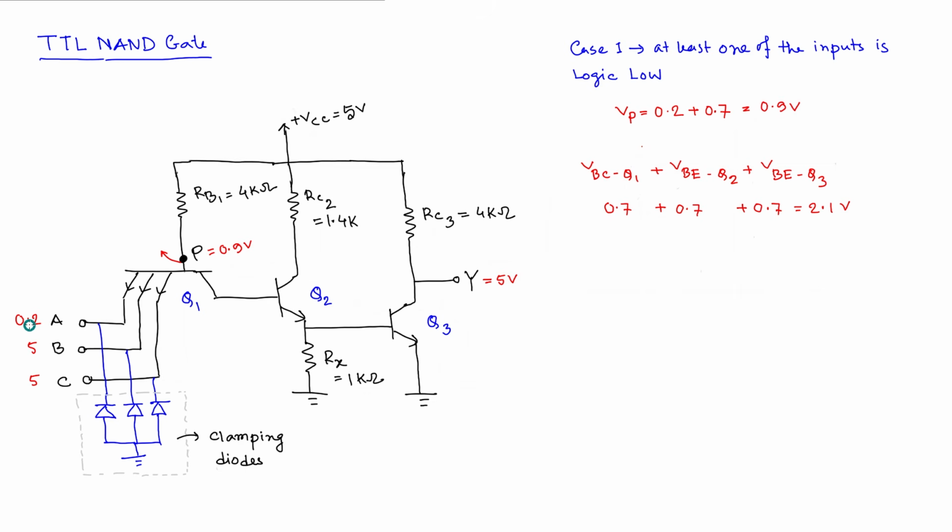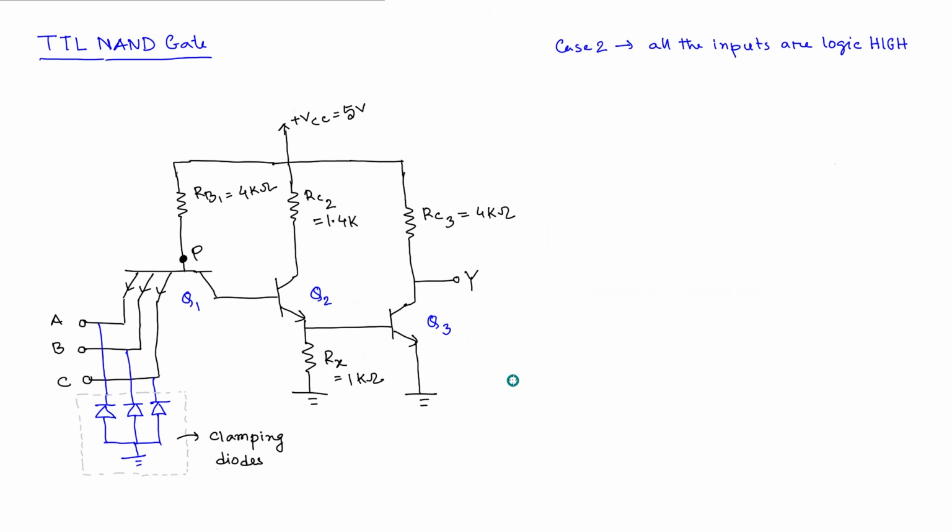Okay, so now let us look at the next case whenever all the inputs are logic high. So we are talking about a condition whenever A is getting 5 volt, B is getting 5 volt, C is getting 5 volt. This is where we will get the reverse active mode. So you see, if all of the inputs are 5 volt, that means none of the junctions here can be forward biased because we don't have 5.7 volt at P node, because we are providing 5 volt. We cannot get higher than that.